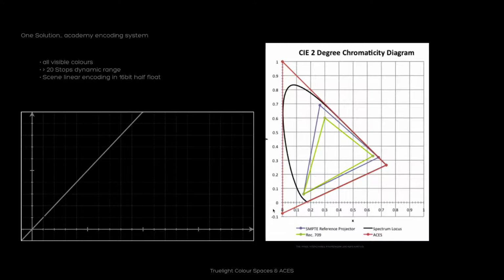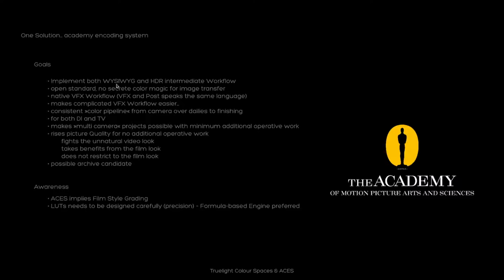ACES tries to achieve a lot of good things. First of all, you have a so-called indirect output preferred grading, meaning you have both what you see is what you get on a low dynamic range display and high dynamic range data underneath. It is an open standard with no secrets. It tries to establish one workflow for both visual effects and the edit. Actually, all speak the same language. It tries to reduce complexity for visual effects workflows.